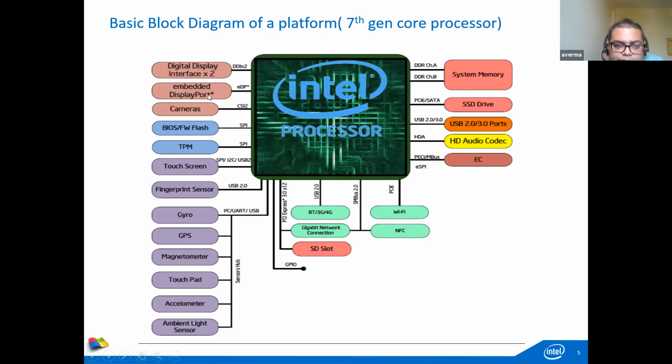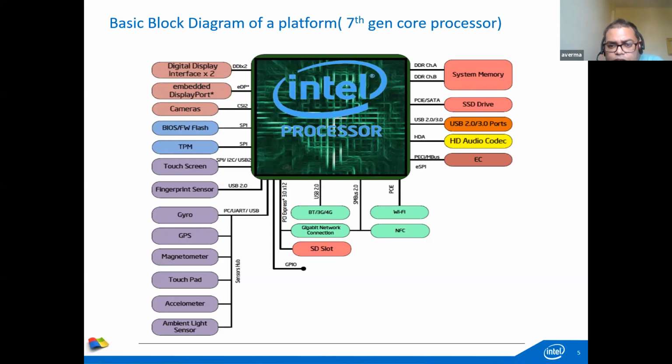So this provides some kind of additional power feature. Okay, and then you have the legacy digital display interface. So I think this slide talks about all the components which are there, which make up a platform.